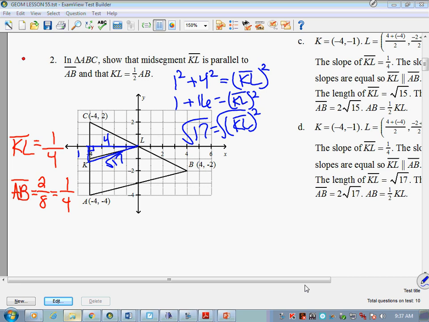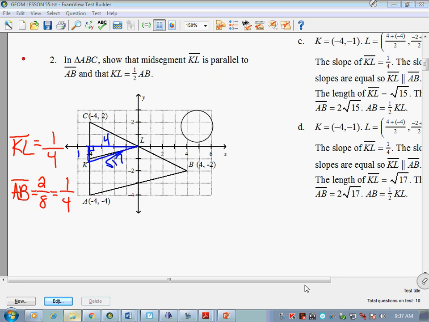Now, if KL is half of AB, what should be the length of AB? Two radical 17 or square root of 34, right? I mean, that would be double. Let's see what we get. I'm going to go ahead and erase this one. Now, what else could I have used besides the Pythagorean theorem in case I was listening to this recording and wanted to do something else?